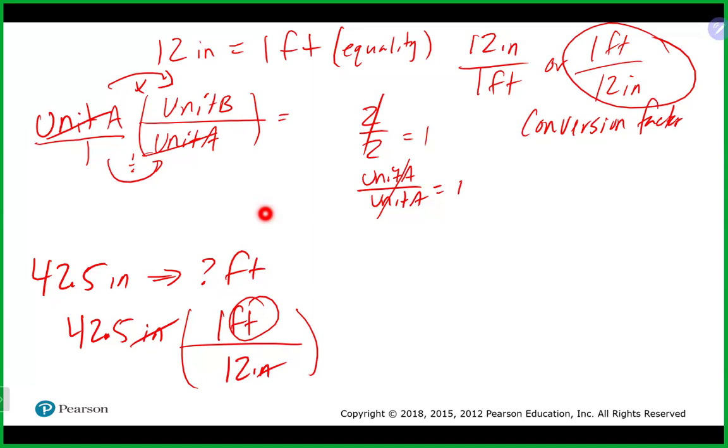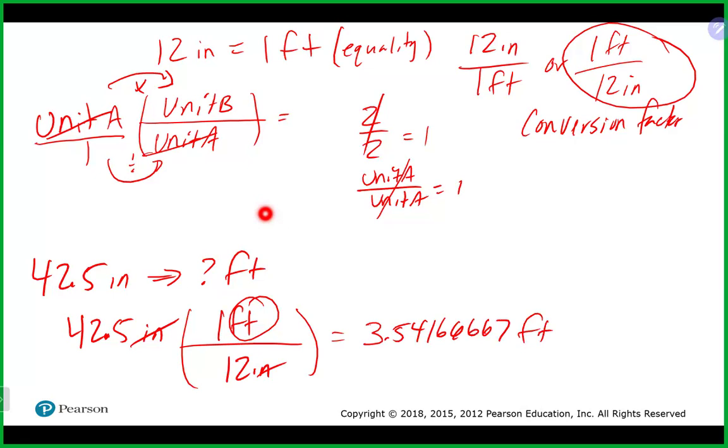And we would multiply, in this case, 42.5 times 1, and then divide by 12 and hit equals. And again, we would get something on our calculator, 3.54166667. And the units here would be feet.